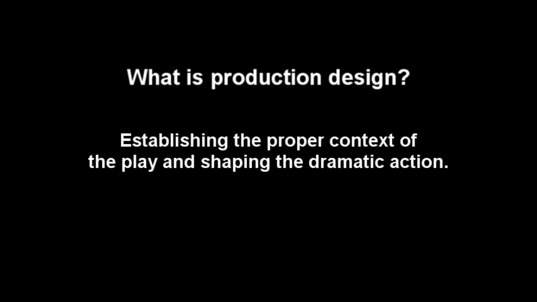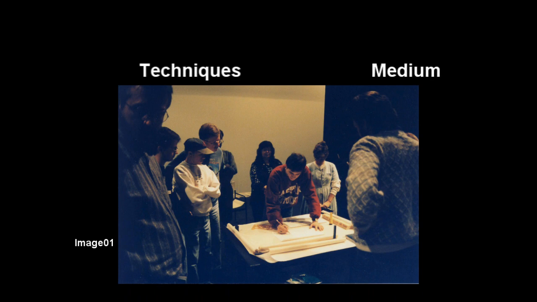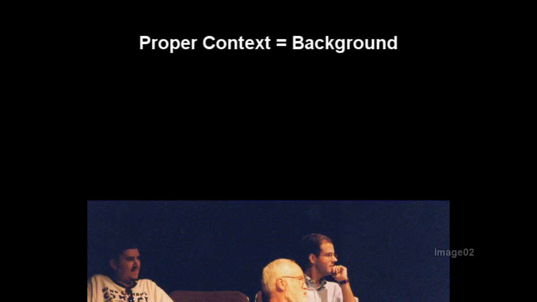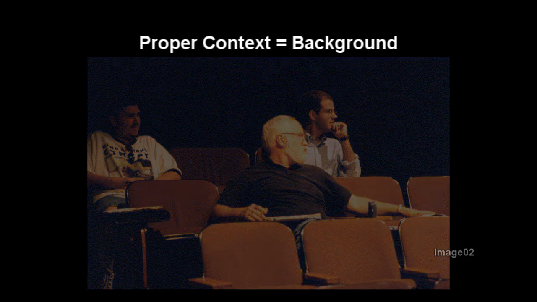Then what is production design? Production design is establishing the proper context of a play and shaping the dramatic action. The creative team in theater must use the techniques and mediums of the theater to put the play into its proper context. The proper context of the play is determined by the director of the play, who takes the script and expands on this blueprint in order to create a production.